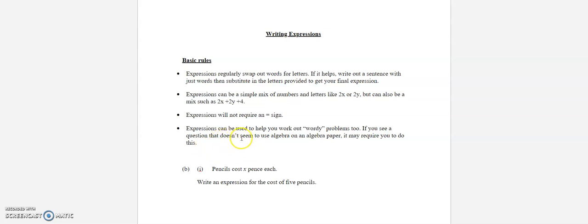And the last one there is that expressions can be used to help you work out wordy problems too. Often on an algebra paper, you'll be given a question that doesn't seem to have any algebra in it, so there won't be any terms given, and you won't have any x's or y's in the question anywhere. You might think you're getting lucky that you don't need to do algebra for that question, but more often than not, it's trying to get you to use an expression to get the answer. There's a couple of those questions below, and I'll cover those when we get to them.